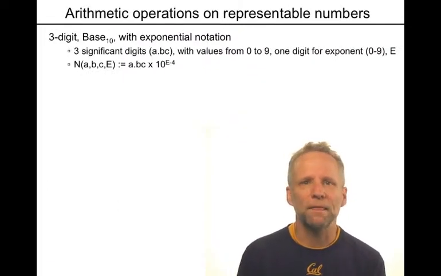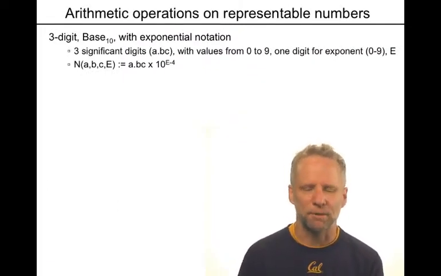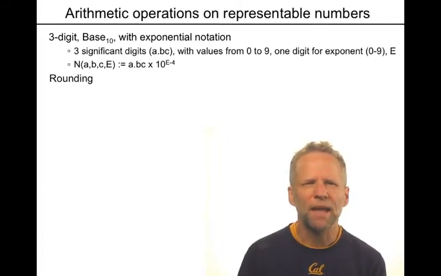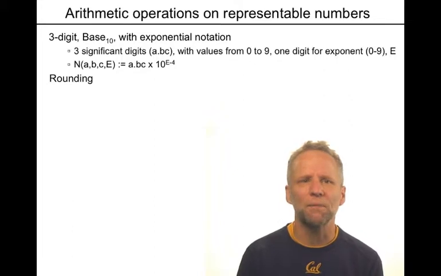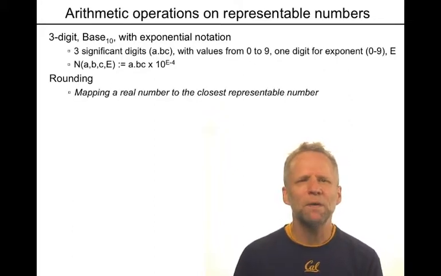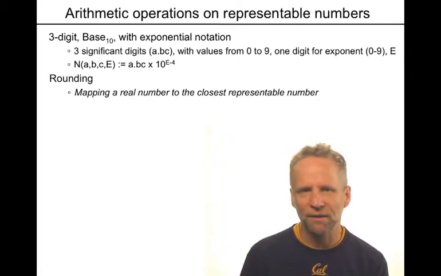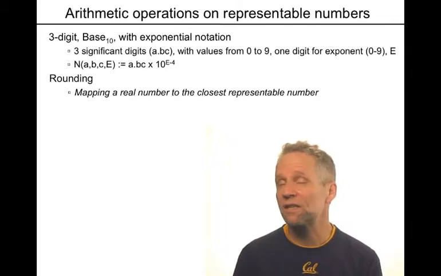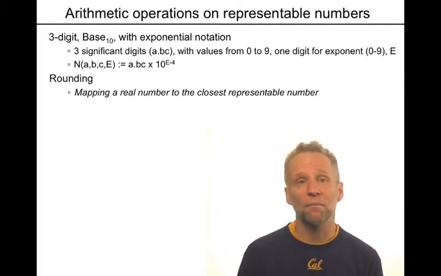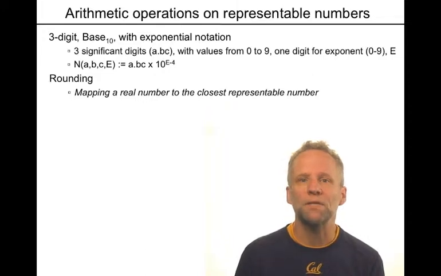What about arithmetic operations on these representable numbers? We've already seen some examples. And what we have to do is talk a little bit about rounding. So what do we mean by rounding in this sense? I mean mapping a real number, the square root of 7, or maybe just a 7-digit number, to the closest representable number. That's what we mean by rounding.